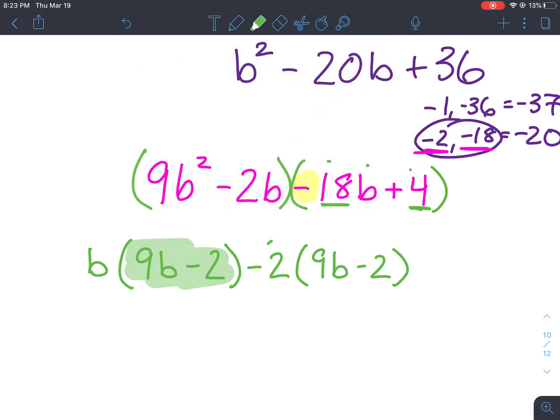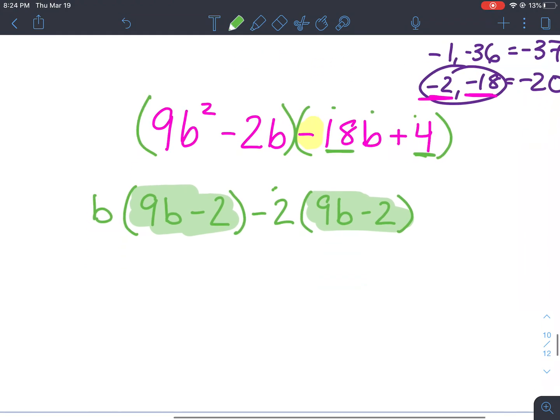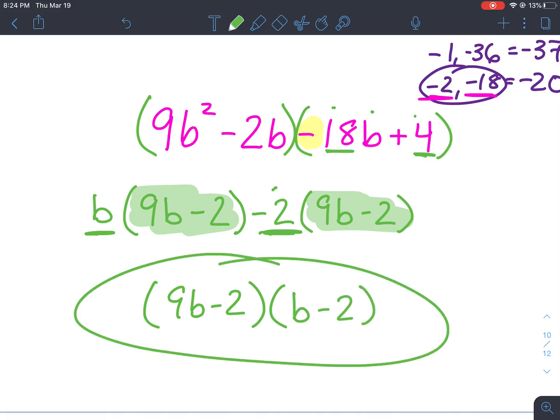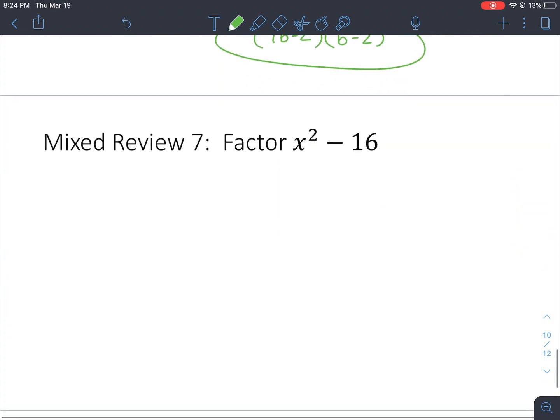And sure enough, we can see inside our parentheses 9b minus 2 in each. Okay, that's our verification we had it correct. So 9b minus 2 is our first factor. Second is whatever is left over on the outside, b minus 2. Okay, and that is our AC method. That is how we factor ax squared plus bx minus c.